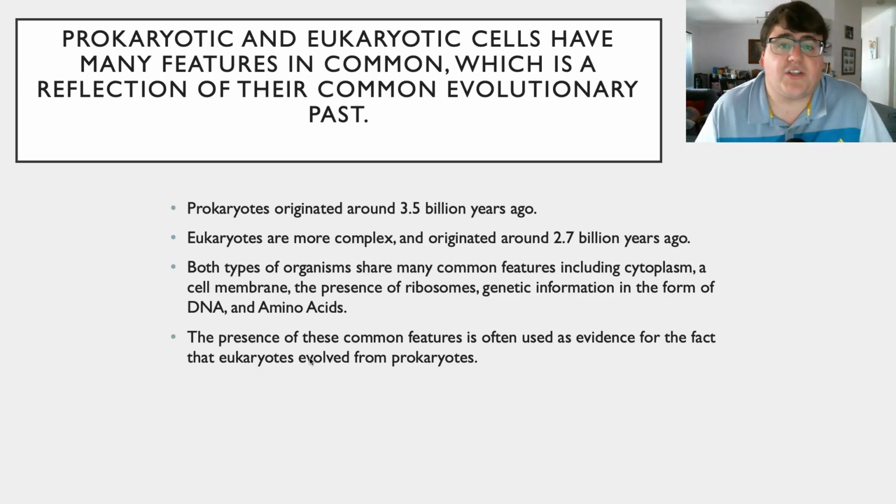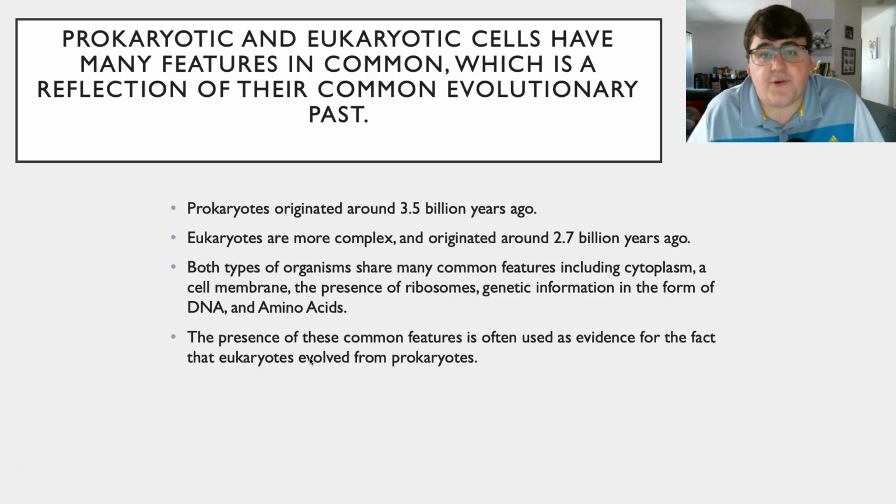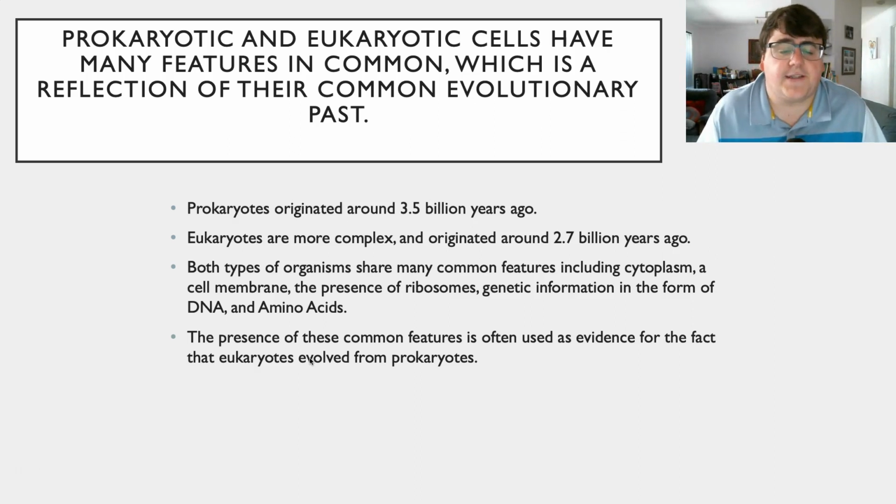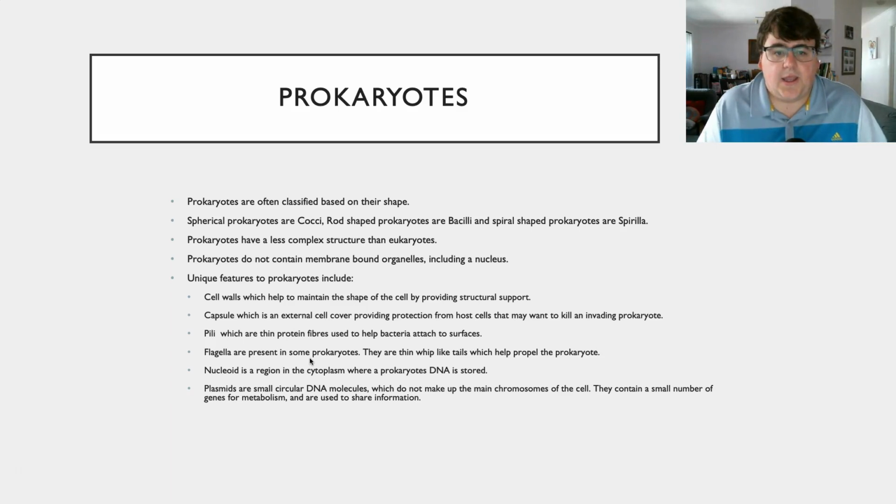For example, they all have cytoplasm. Both prokaryotes and eukaryotes have a cytoplasm. They both have a cell membrane. They both have ribosomes inside their cells to help create proteins that are needed in the cell. They have genetic information in the form of DNA, and they have amino acids in their cells to help produce proteins. The presence of all of those common features we often use as evidence of the fact that eukaryotes evolved from prokaryotic cells. Let's look at prokaryotic cells specifically.